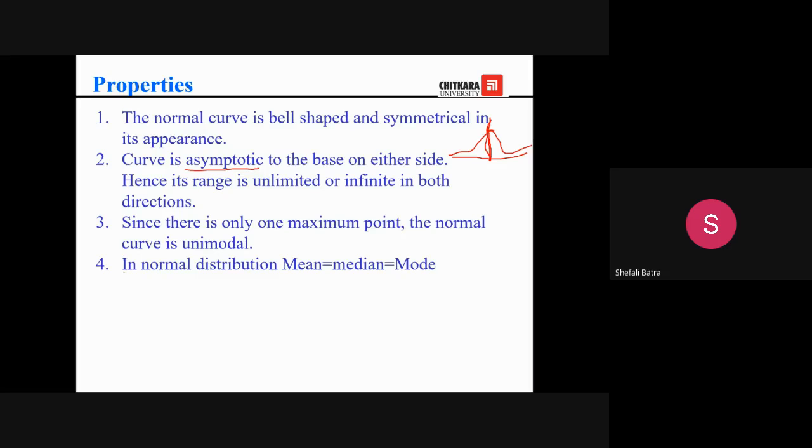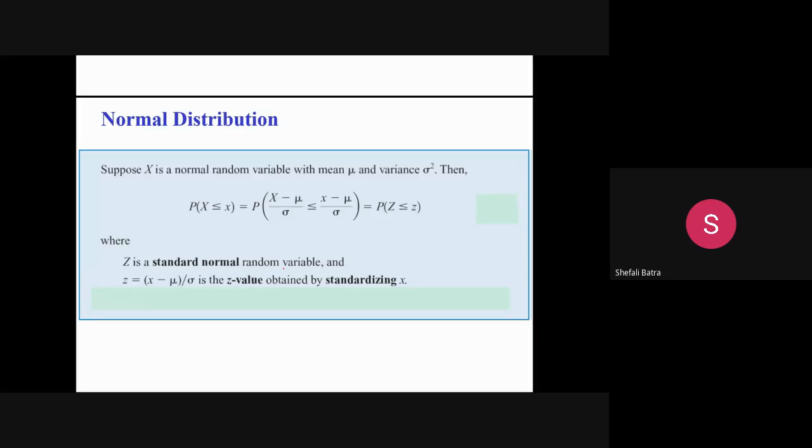Property number 4: in a normal distribution, mean, median and mode, all three coincide. All three are the same, right? So this we have discussed already. If you need to find the probability of X less than or equal to x, you will convert it into the standardized normal variable and write P(Z less than or equal to z). Z is the standard normal variable, and this value is obtained by standardizing x.